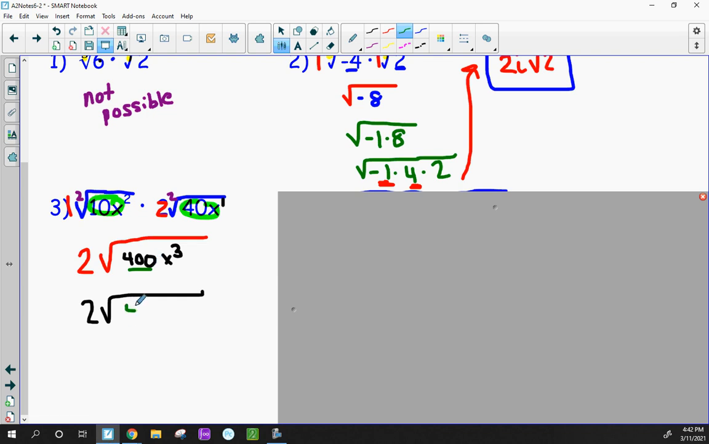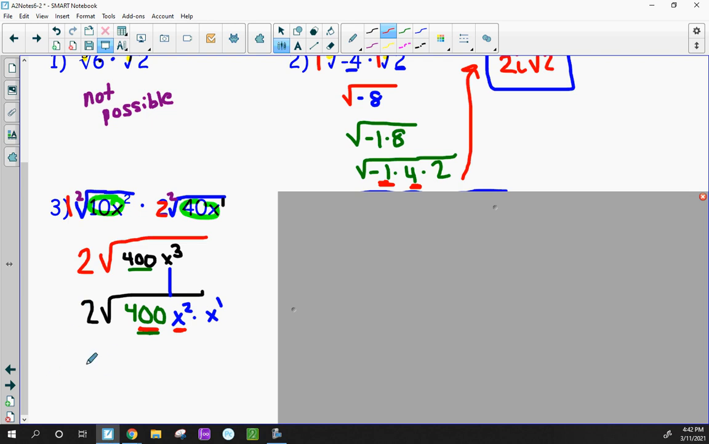Alright, so I'm not going to answer that right this second. I'm going to leave it alone, underline it, and do that in the next step. And the reason I'm doing that is because x to the third needs to be written a different way. I can't do the square root of x to the third, but I can break up x to the third as x squared times x to the first. And then these two pieces can be simplified.